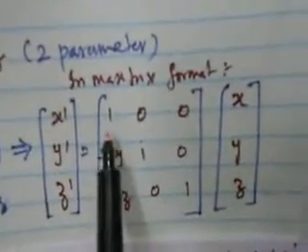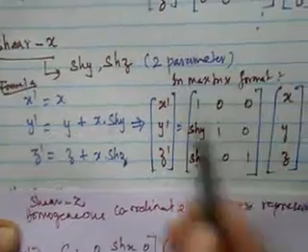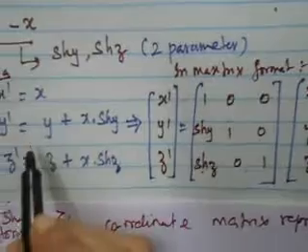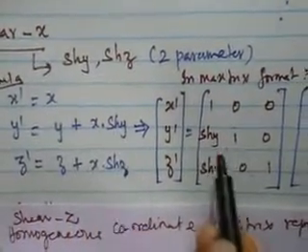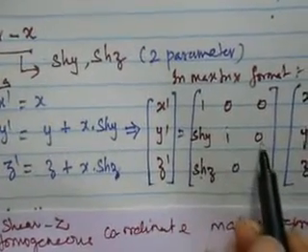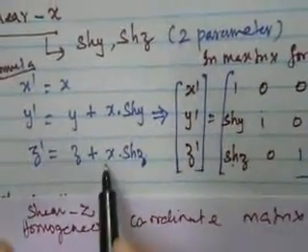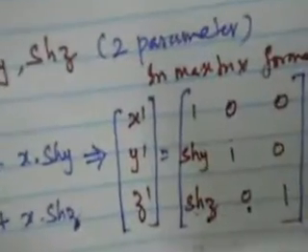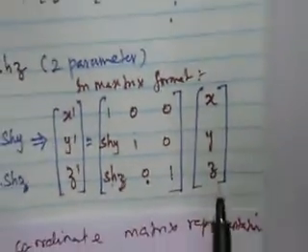Now we derive a matrix form here: x dash, y dash, z dash. In matrix form, see here, for x dash, x is 1, and there is no remaining y or z value, so we substitute 0. Here the x coefficient is shy, so I have substituted shy here. Then y value 1, there is no z value, so we have given 0. Here also the x coefficient is shz, there is no y value, so 0, z value 1. So we have formed the 3 cross 3 matrix for this old coordinate x, y, z.